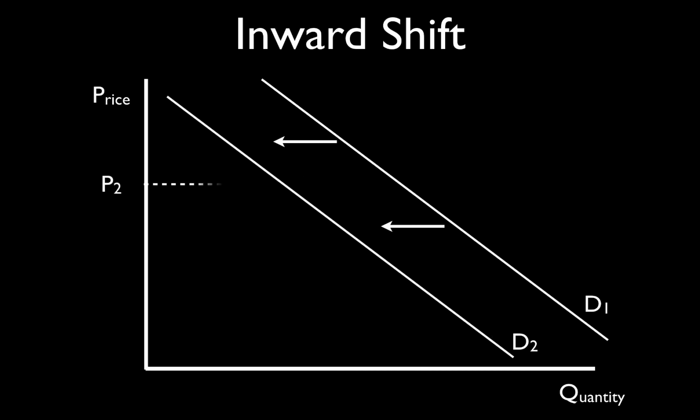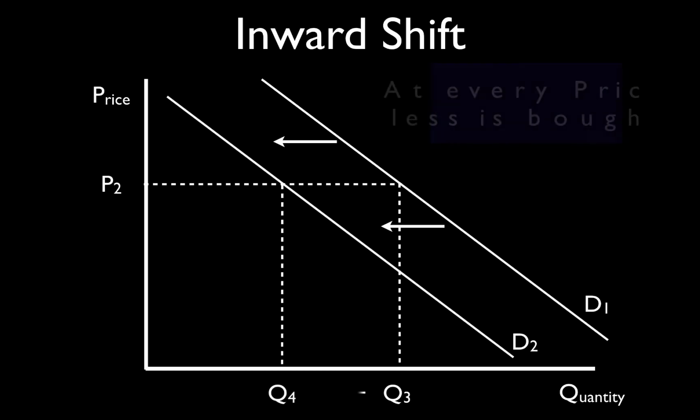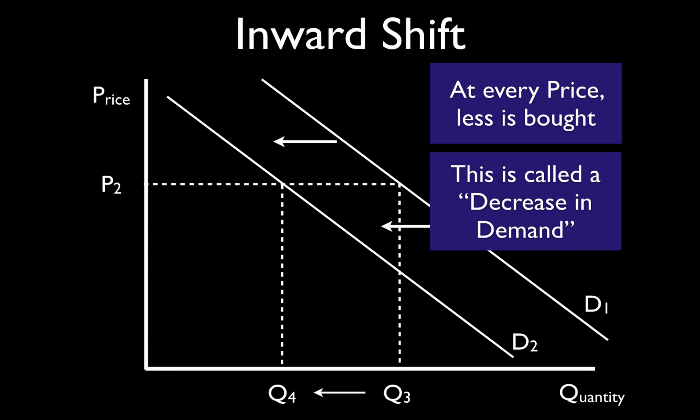It's at every price, because originally at price P2, Q3 would have been bought, but now because the demand curve has shifted inwards, Q4 is bought because there has been an inward shift. So what are we saying? At every price, less is bought. And an inward shift in the demand curve is called a decrease in demand, not a decrease in quantity demanded.